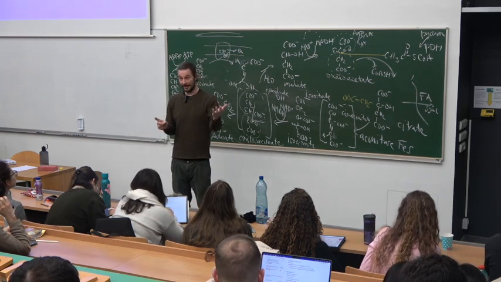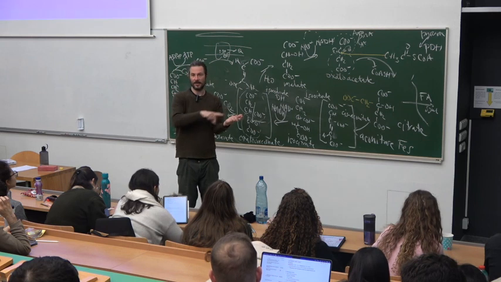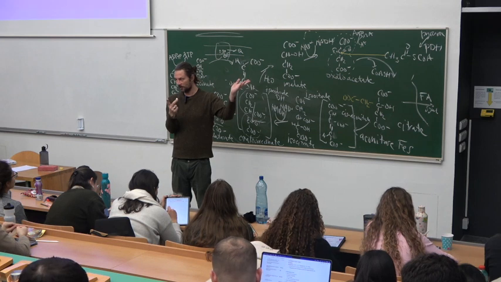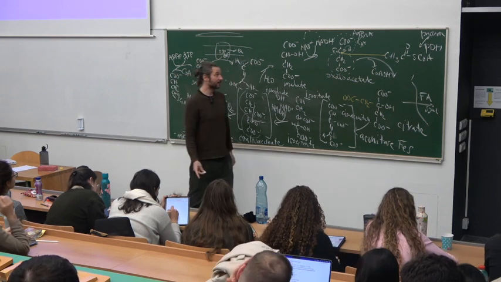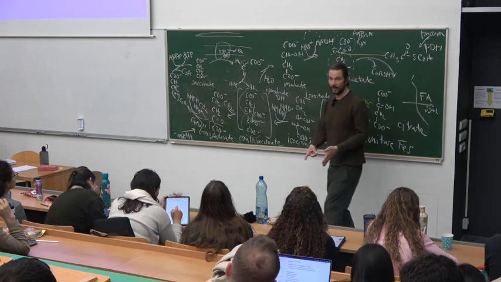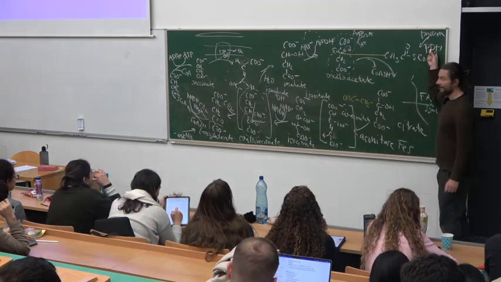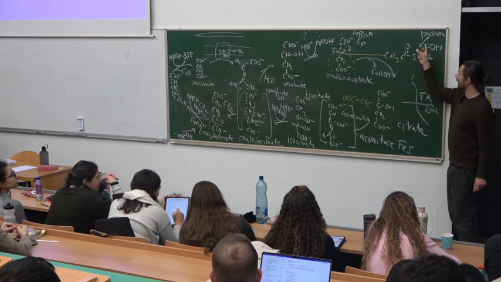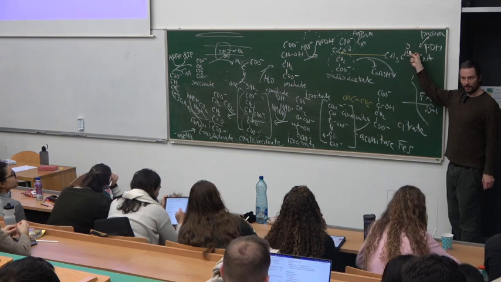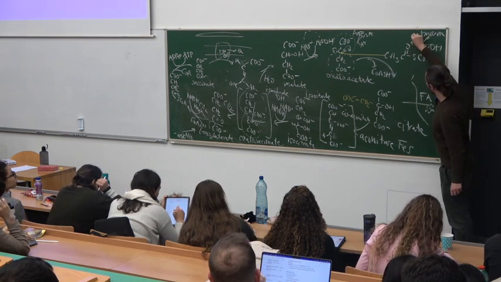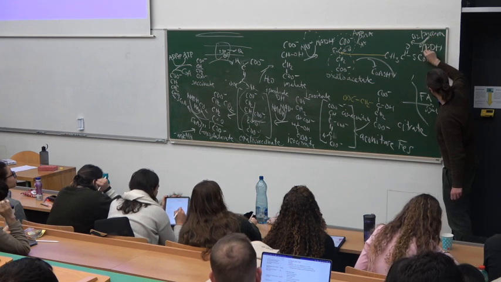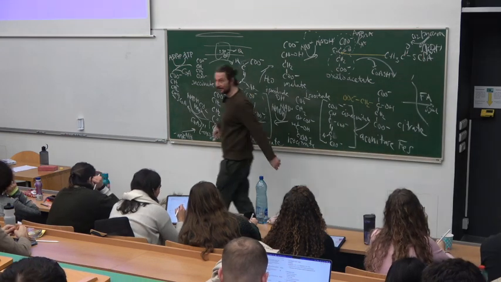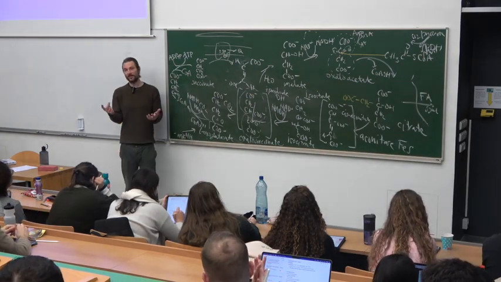First, it can be converted to lactate, which reoxidizes the NADH produced in glycolysis, and you export this lactate away. The other possibility is that you import pyruvate into the mitochondrial matrix, and then using pyruvate dehydrogenase, you make it into acetyl-CoA. This reaction is also oxidative decarboxylation, because you take away carbon dioxide and you make another NADH. So this reaction is actually the same reaction as this one, only using a different substrate.